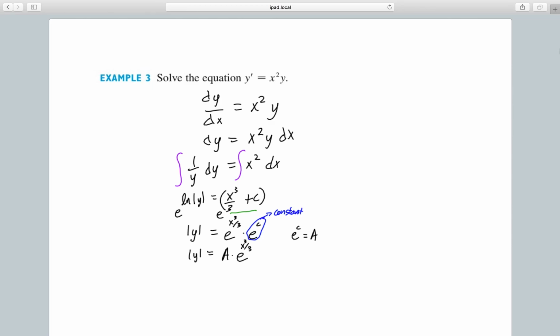And then if I want to drop the absolute value bars, I can, but I need to do plus or minus a e to the x cubed over 3. And there's my family of functions. That's the solution to that equation.